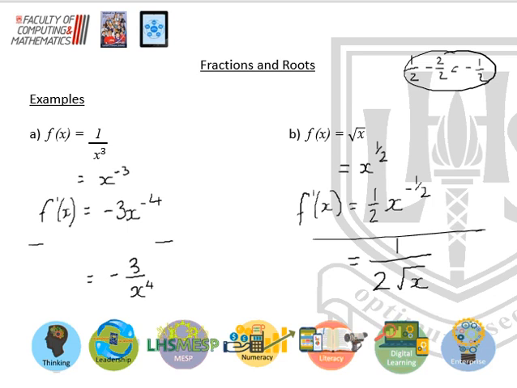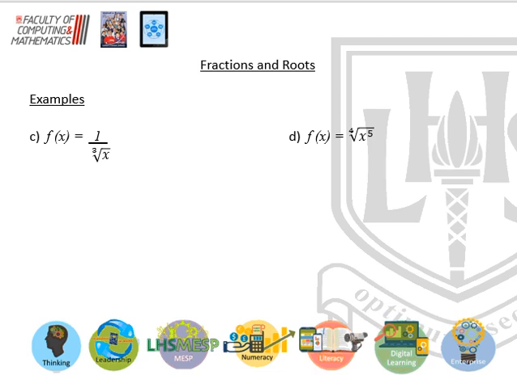Okay, so a couple more examples. If we've got C here, again, we've got a couple of issues. One, there's a root involved, and secondly, that x to the power is on the bottom. So firstly, because it's a cube root, this is going to end up being x to the power of a third, and then when it comes to the top line, it turns negative, so it's x to the power negative 1 over 3.